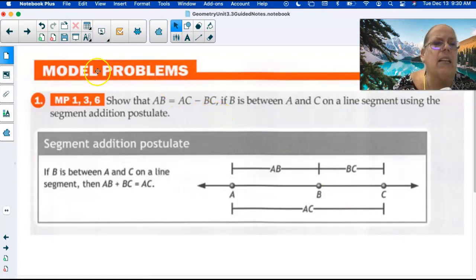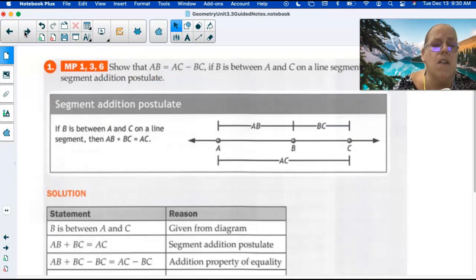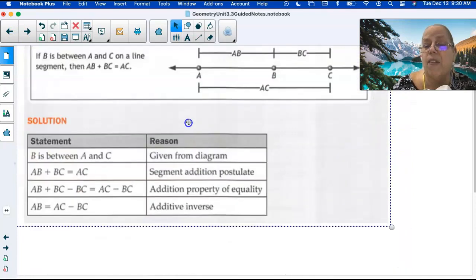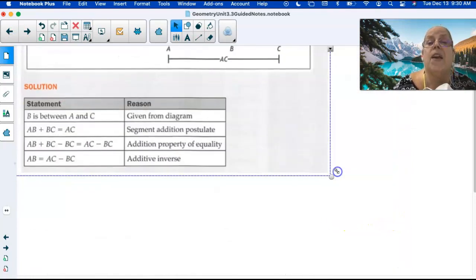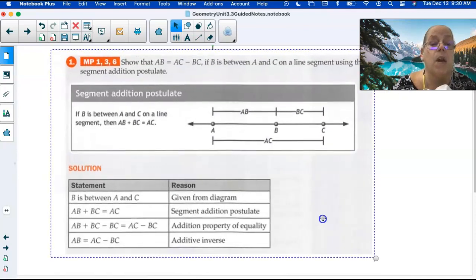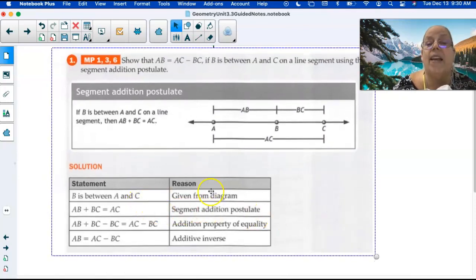Now that we know that, we can use it in a proof. Let's see if I have the proof on the next page. Yes. Now they do the proof a little differently than I would, and that's okay, because if we did the same thing again, we'd do it a different way. So B is between A and C, given from the diagram. You see the diagram, A, B, C. B is in between. AB plus BC equals AC. That's the segment addition property. And now they call the next thing addition, I call it subtraction. Either one is fine, because you're adding the negative.